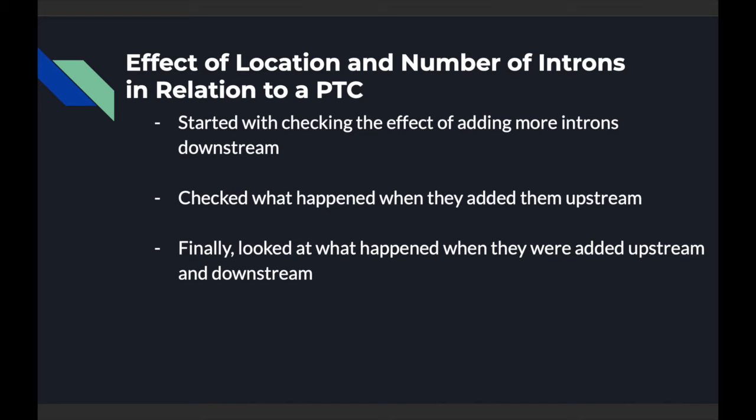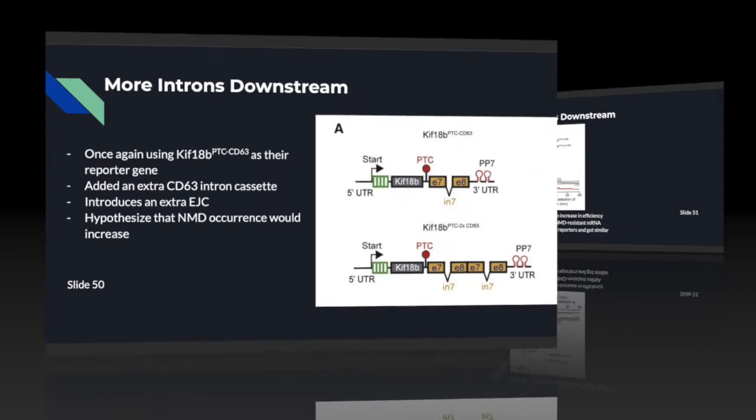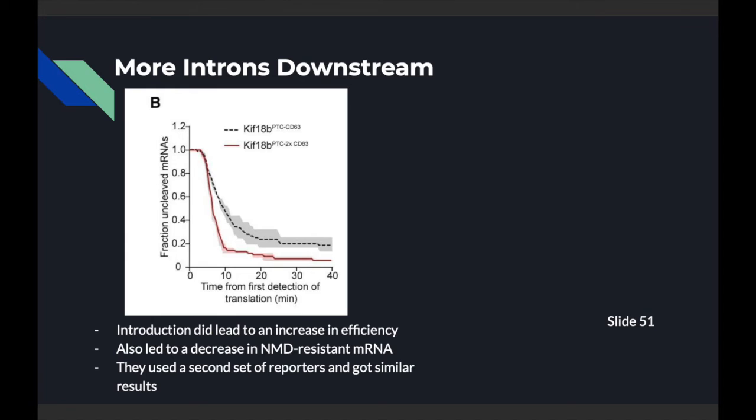Looking at introns introduced downstream first, they used the KIF18B PTC-CD63 gene as their reporter. A second copy of the CD63 intron was inserted downstream of the PTC, shown in figure 6a. This introduction led to an increase in NMD activity and decrease in the fraction of uncleaved mRNA, represented in figure 6b.